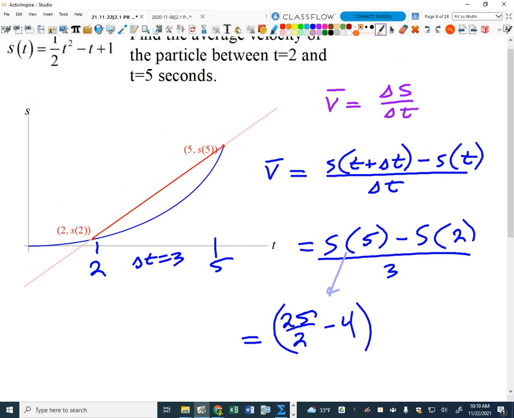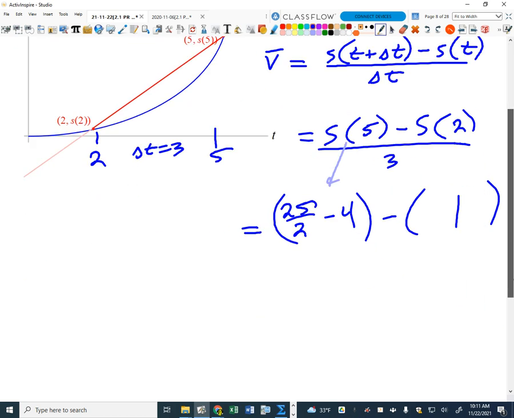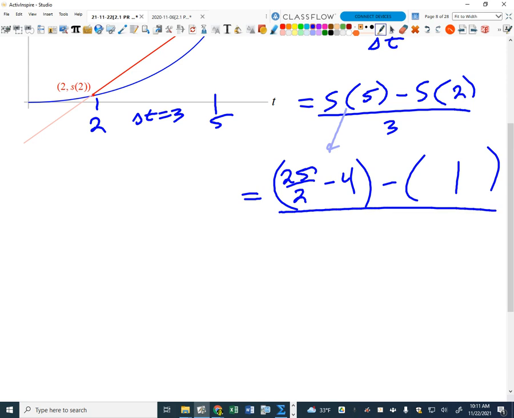Okay. How about S of 2? That's going to be a little bit easier. 2 squared is 4, times 1/2 is 2, minus 2 is 0, plus 1 is 1. Did I do that right? 1. Okay. Divided by 3, and so that number, that's our average rate of change. That's our average velocity right there. What's that give us here? If we subtract 1, we get a minus 5.